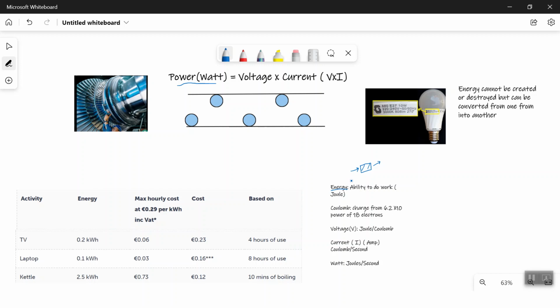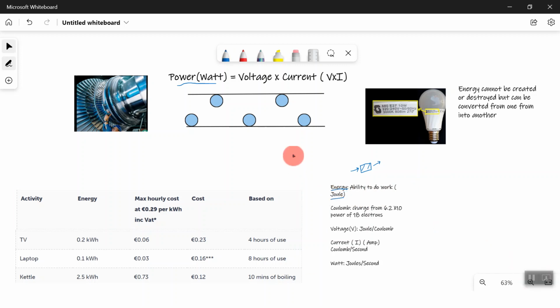For example, if you physically lift up a box and move it from one side of the room to the other, you are using chemical energy in your body, and that's being converted into the energy needed to move the box from one point to another. So that's what energy is: basically the ability to do work. The unit that we use to measure energy is what's called the joule.